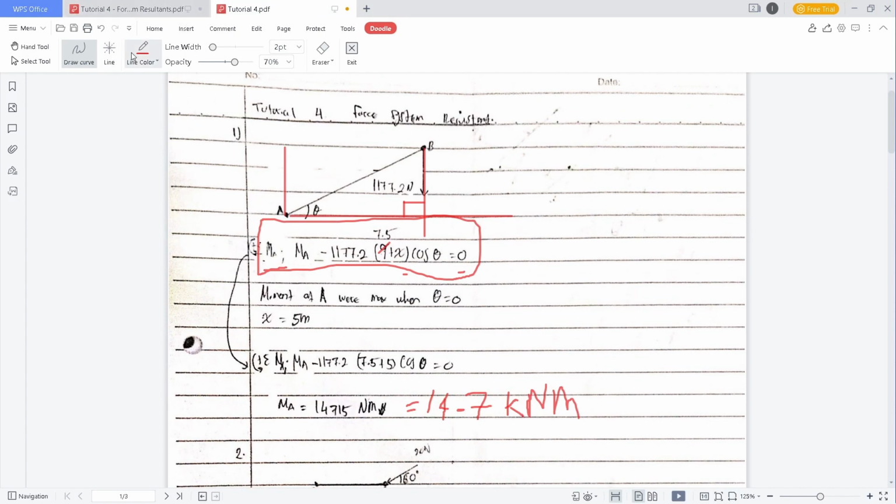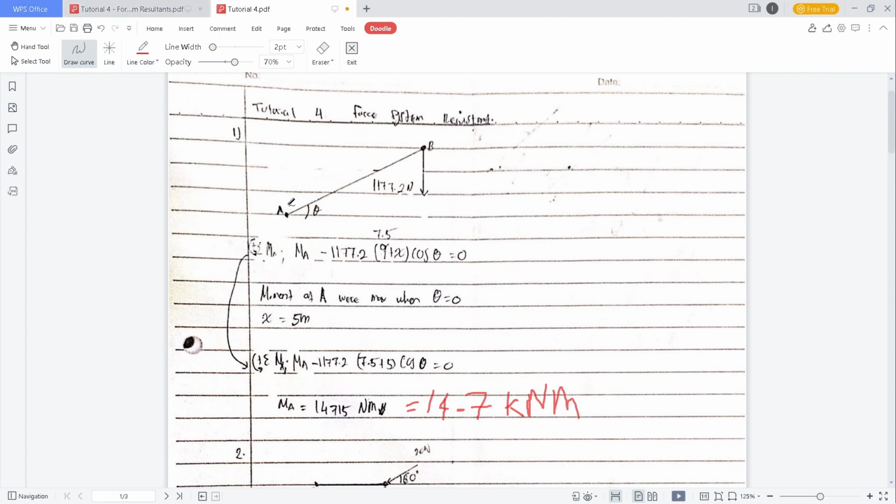As you can see, I'm beginning with the FBD right there. If you want to answer any question of statics or dynamics, you need to begin with the FBD. The wrong FBD will give the wrong analysis, so the FBD is a very essential thing.